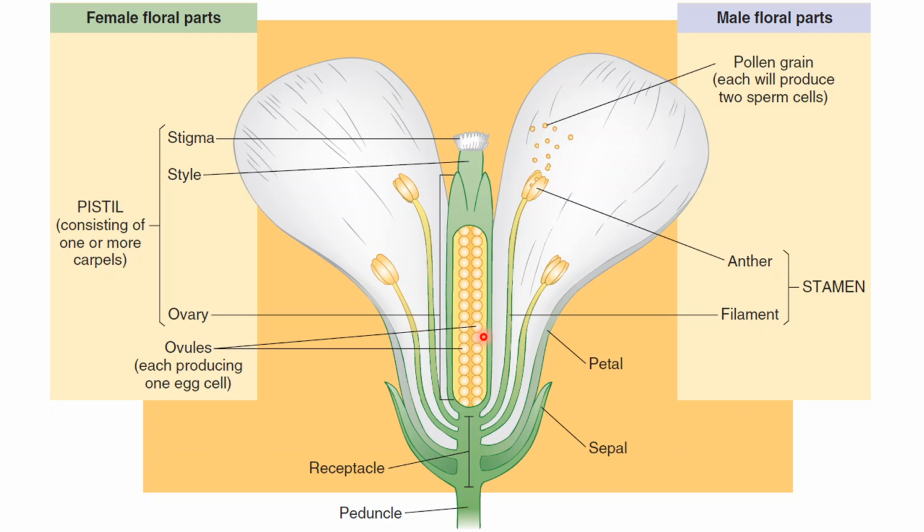Usually the carpels have three structures: stigma, style, and ovary. So usually they look like a bottle. The stigma is the head of the bottle, then the style is the neck, and the ovary is the body of the bottle.